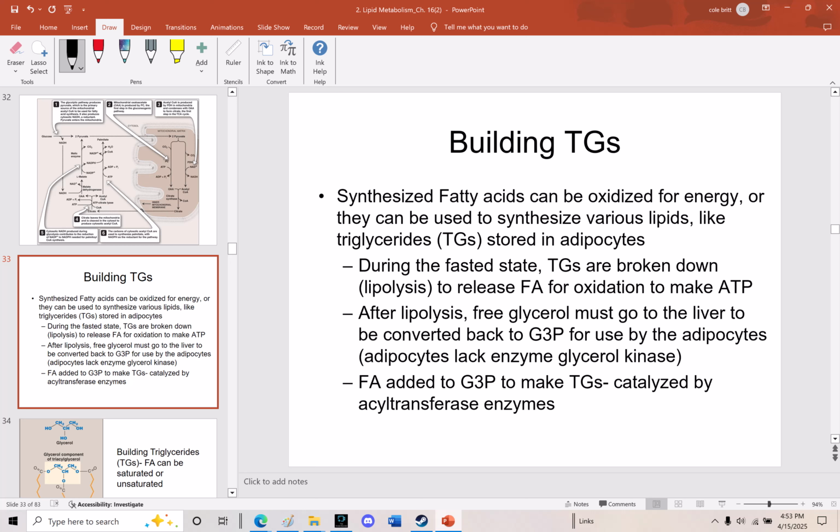All right, so now we've made fatty acids. What are we going to do with them? One thing we can do is make membranes, so we can make phospholipids, but the main thing your body is going to do with those fatty acids is build triglycerides. That's going to be the main thing it's going to do. And so that's what we focus on, building of triglycerides. So synthesized fatty acids can be oxidized for energy, or they can be used to synthesize various lipids like your triglycerides, which are just going to be stored in your adipocytes, or used for beta oxidation, oxidized for energy.